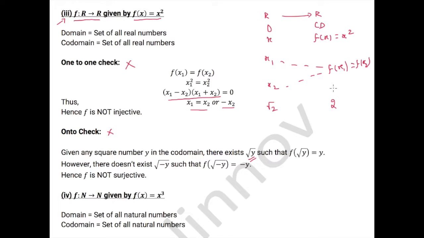However, what if I consider minus 5 here in codomain? And then logically it should be mapped to root of minus 5. But root of minus 5 doesn't belong to real number, but it belongs to complex numbers. And hence it is not onto.